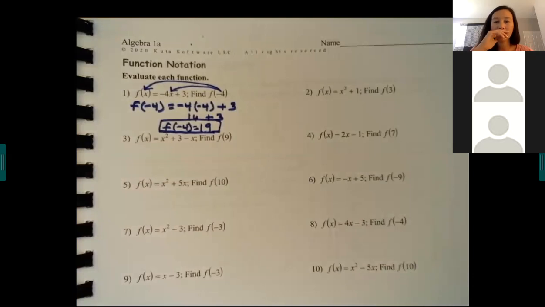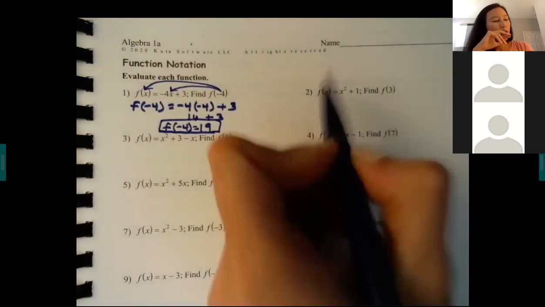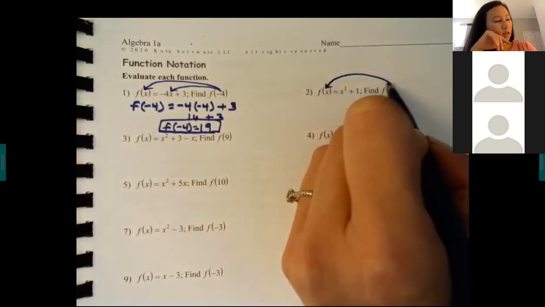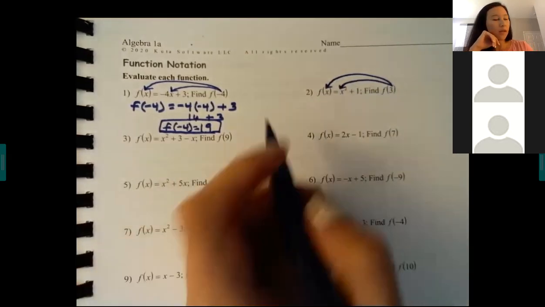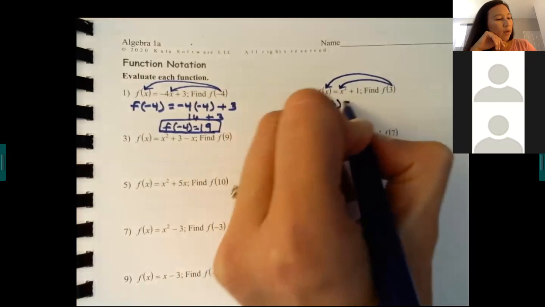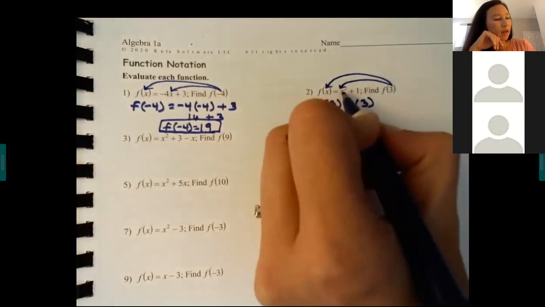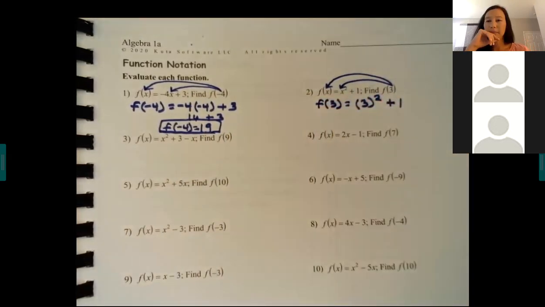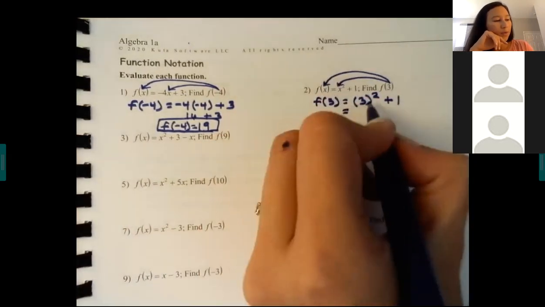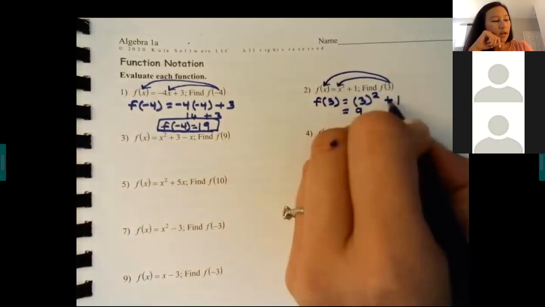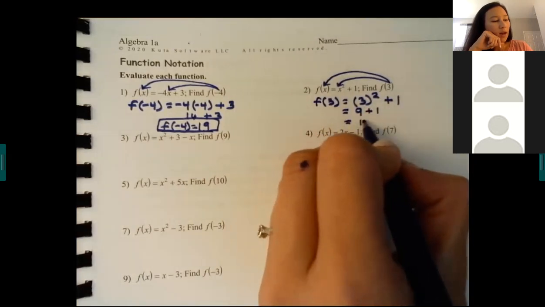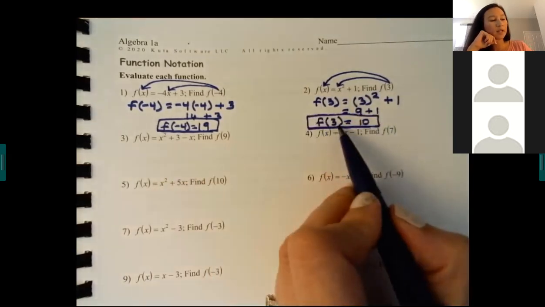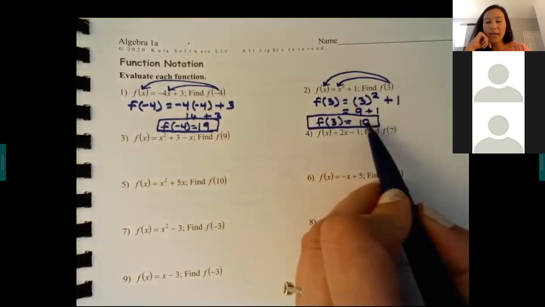Number 2, we're trying to find f of 3. So we're going to take 3 and plug it in for this x and plug it in for this x. For all of the x's, so f of 3 equals, we plug in 3 for x. Well, x is being squared, so we have to square the 3 and add 1. So 3 squared, that's 3 times 3, which is 9. We add 1. 9 plus 1 is 10, so f of 3 equals 10. So when our input is 3, our output is 10.